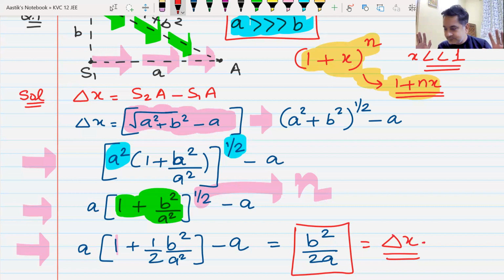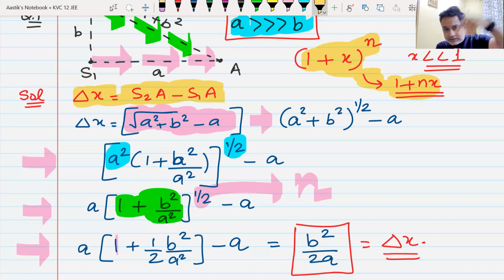Pure maths. Nothing of physics. Physics only ends here, probably. This is probably physics, the first and the last step. After that, it is all maths. You only should know in physics what you mean by path difference.